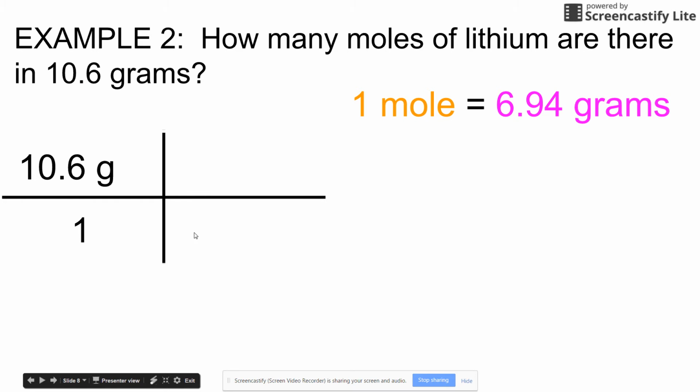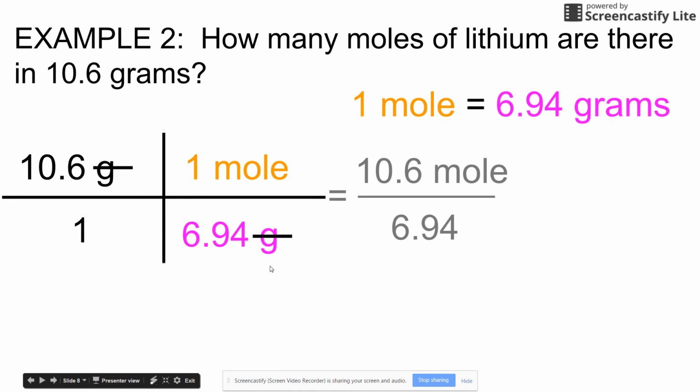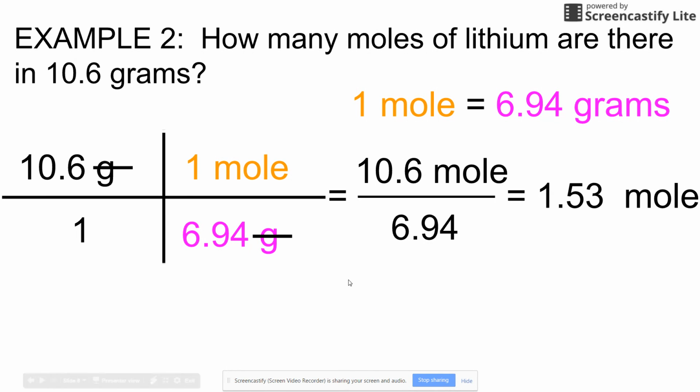Then you put right down here your grams, because you want these to cancel. Again, it's color coordinated so you can see where I'm getting these numbers. Then the equivalent goes on top, 1 mole, because 1 mole equals 6.94 grams. Grams will cancel. So you take your 10.6 and multiply it by 1, which is still 10.6. Then take 1 and multiply by 6.94, which is still 6.94. So what you're actually doing is dividing these two numbers, and you end up with 1.53 moles.